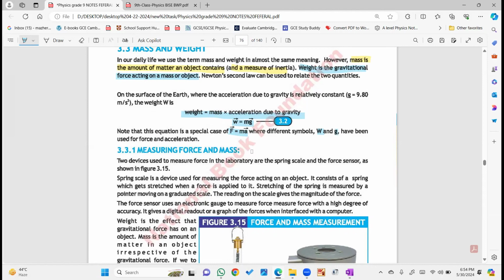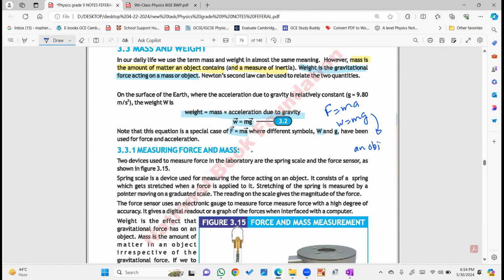Okay? We can change this equation F equals ma to W equals mg when an object is falling freely. Why is that? Because we know that the only force acting on the object is the force of gravity. So a is replaced by g when an object is falling freely. So when a is replaced by g, we could say that force is equal to weight. Did you guys understand this part? Yeah.